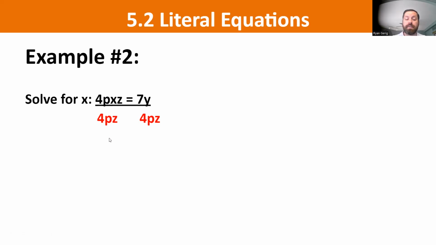I just don't want to divide by x. What happens is the 4 cancels, the p cancels, and the z cancels, and I'm left with x on the left. But then I have to divide the right-hand side by 4pz as well. And there's my answer. X equals 7y divided by 4pz.